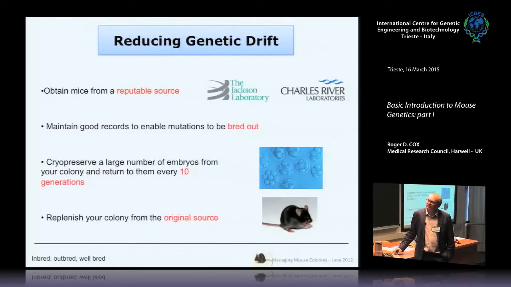So as I've said, obtain your mice from a reputable source, Jackson Laboratory, Charles River, for example. There are other suppliers. Maintain good records so that you know what a mouse is and what its relationship to the other mice in the colony is. It's important to keep those sorts of records. If you can, cryopreserve embryos or sperm every 10 generations and replenish your colonies from the original source, because after you've kept them for 20 or so generations, you've got your own strain then.